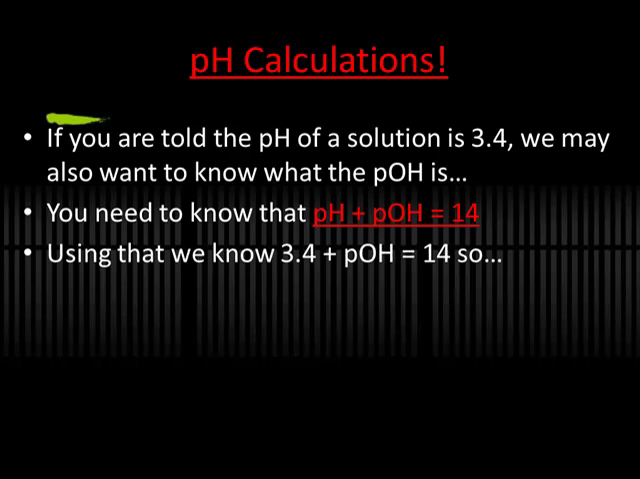So using what we know, 3.4 plus pOH equals 14. So do a little bit of algebra. We'll subtract 3.4 from each side, and we'll get 14 minus 3.4 equals our pOH. So our pOH is 10.6.